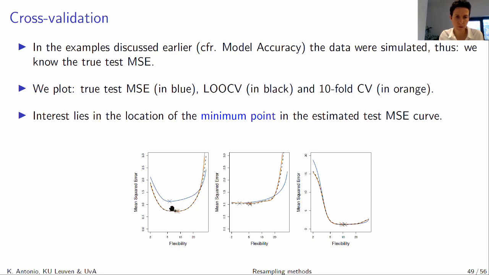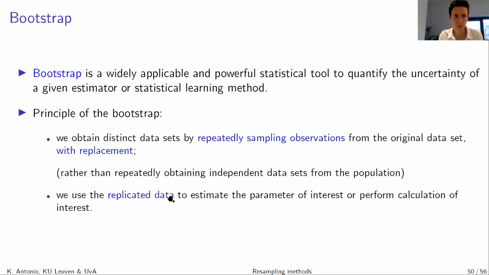So the conclusion is here that the level of flexibility that we would pick by using, for instance, a tenfold cross-validation, is quite in line with the result we would get if we would go for the leave one out cross-validation, and that is also in line with what the true test mean squared error would lead to. Okay, questions?